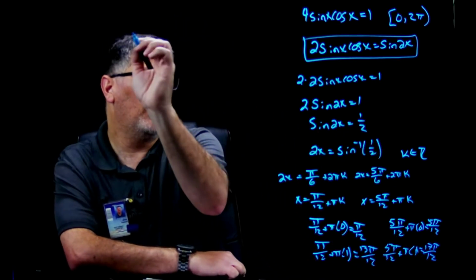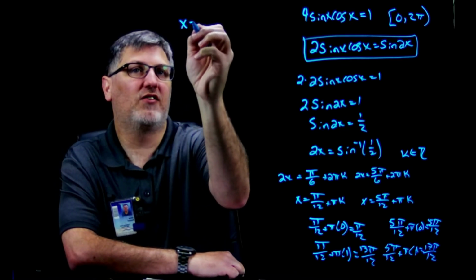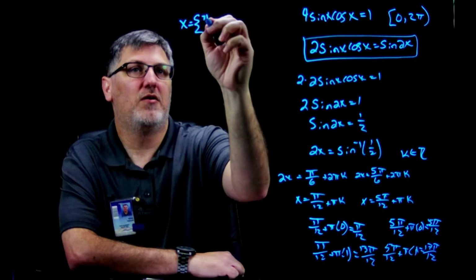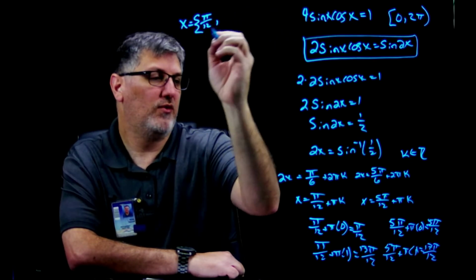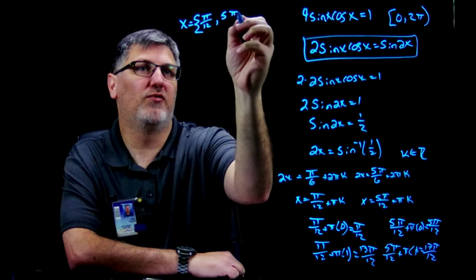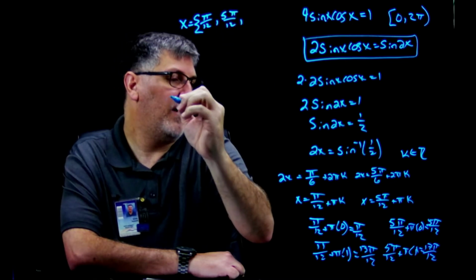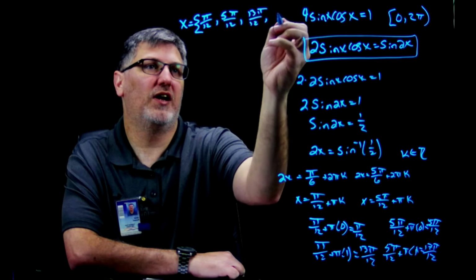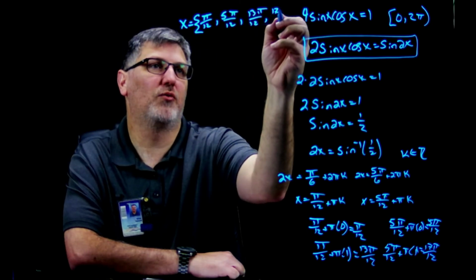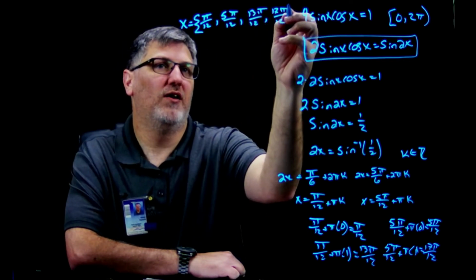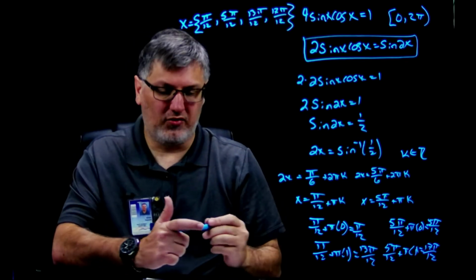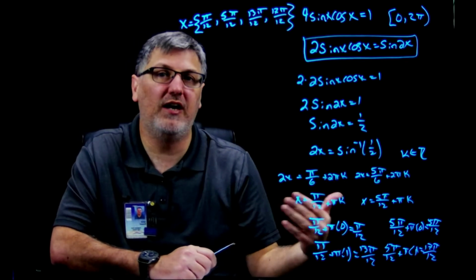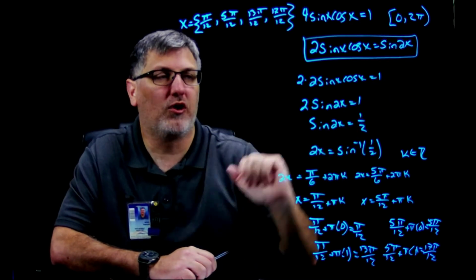So I'm going to write them up here. I'm going to get x equals pi over 12, 5 pi over 12, 13 pi over 12, and 17 pi over 12. Now, this is one way to solve it: by getting the general solutions, writing a formula for x, and then plugging in integers to make it work within the bound.